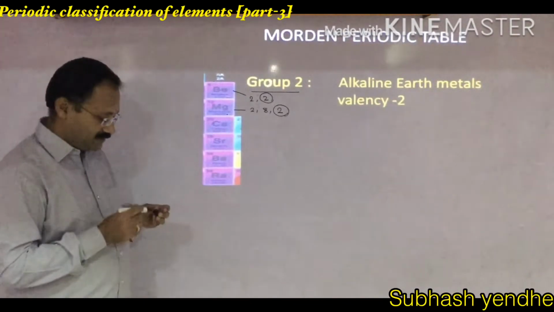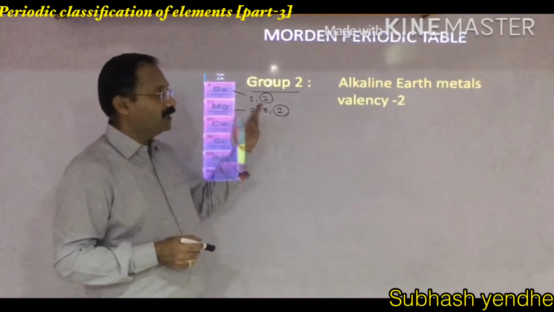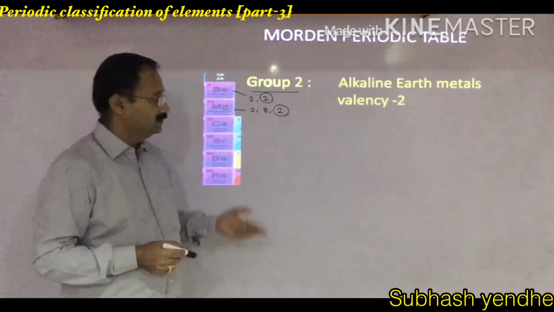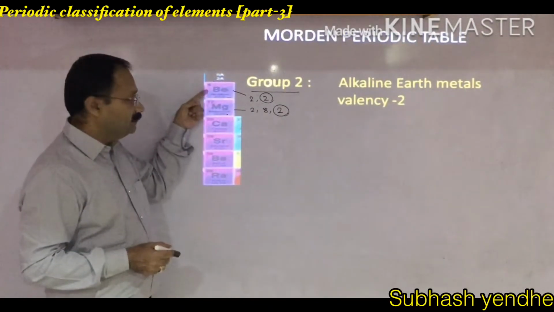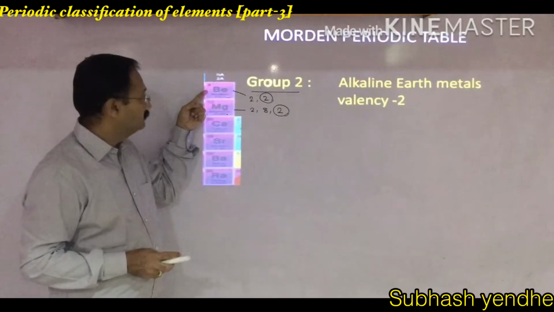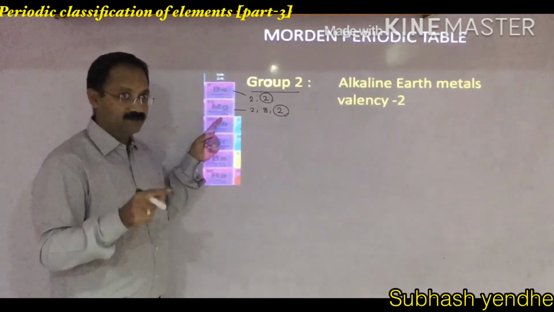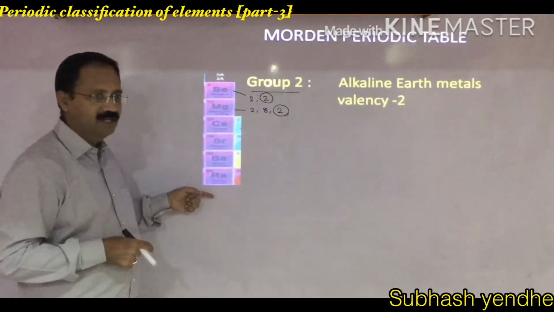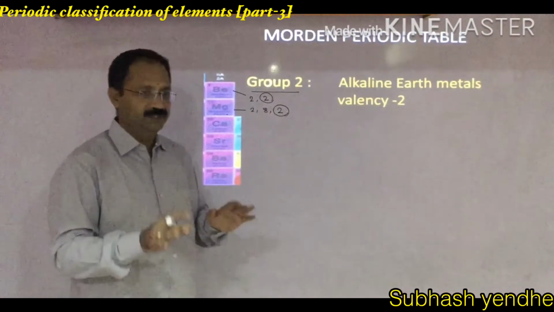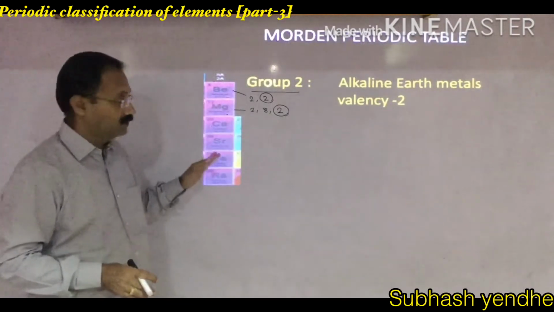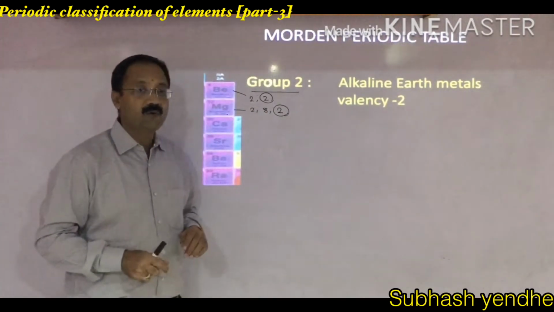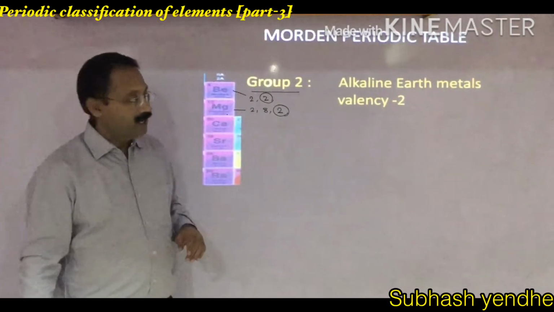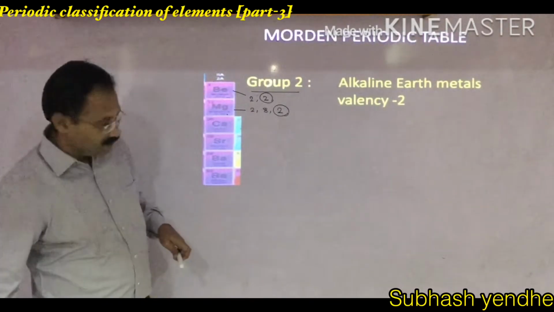But again the question comes, why are they called the alkaline earth metals? See, beryllium does not dissolve in water. Magnesium reacts with steam, and calcium, strontium and these elements react with water, less in water. Therefore, they are called alkaline earth metals.